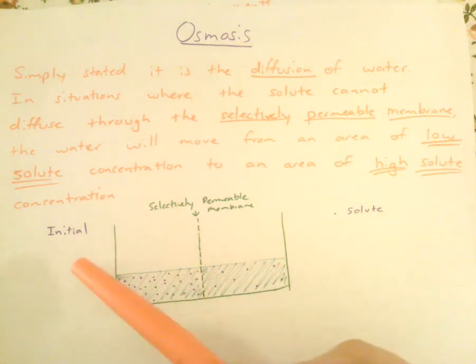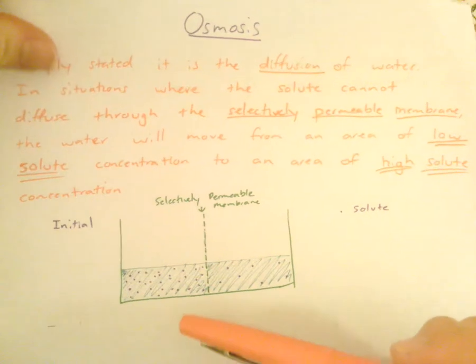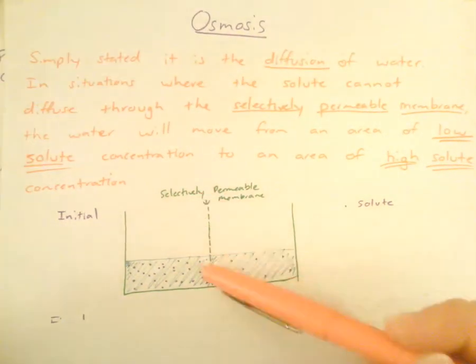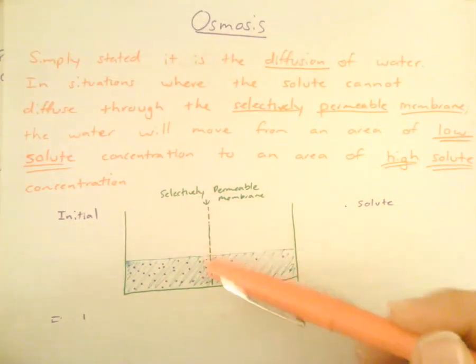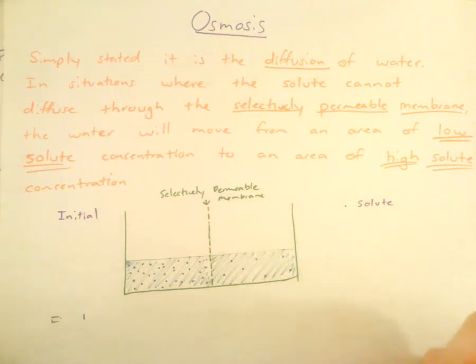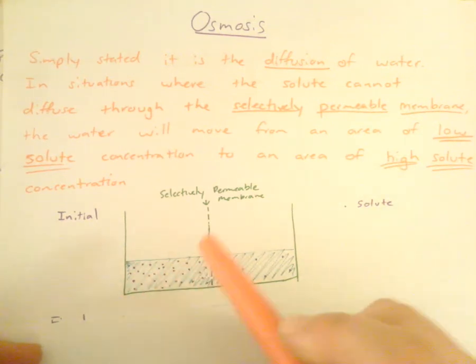Here we're looking at a situation in a lab where we have this specialized container and we have a selectively permeable membrane down the center. So this would be kind of like our cell membrane. We have a concentration of solutes, and I did not count them out. I'm just trying to show there's a higher concentration.